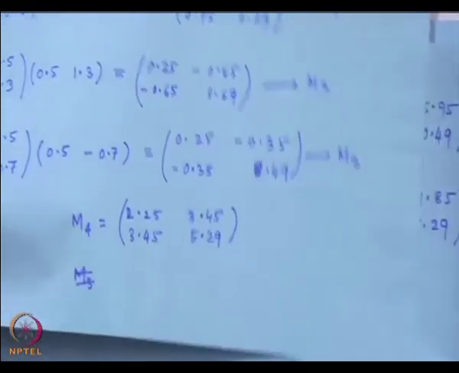Now, out of these 10 matrices, when I combine them, I add them and divide by the number of matrices that I have, what I get is the expectation value.